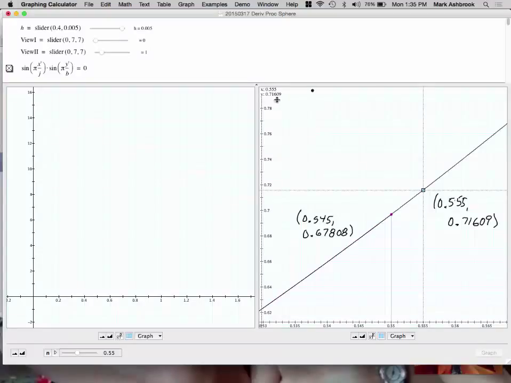Have I written these down correctly? I believe I have. Go. Find the rate of change at the moment, x equals 0.55.